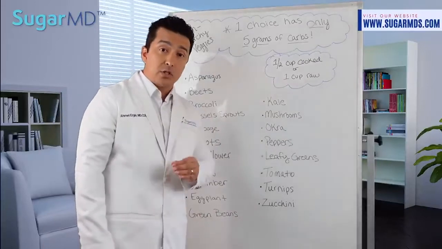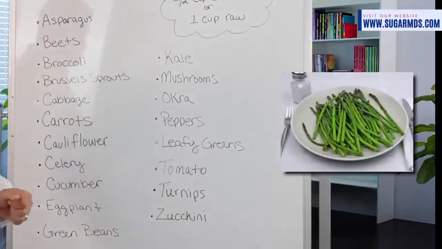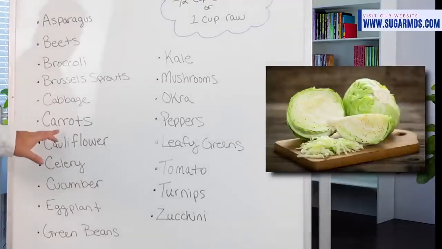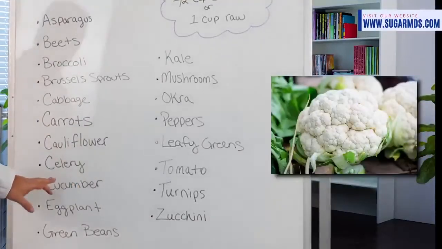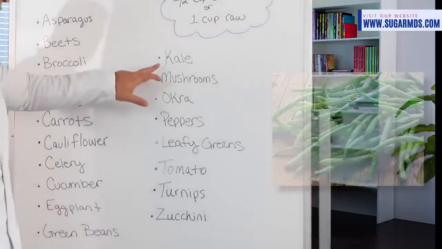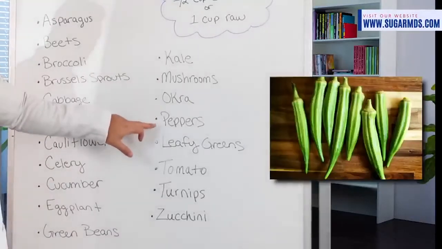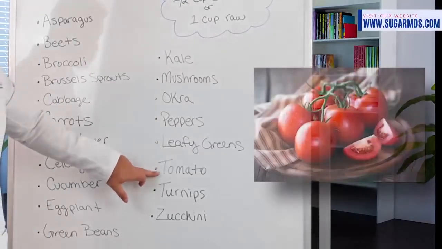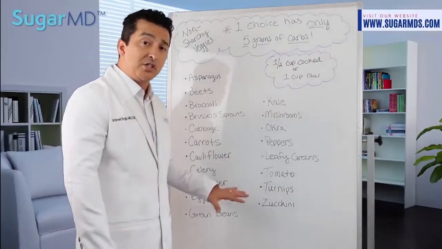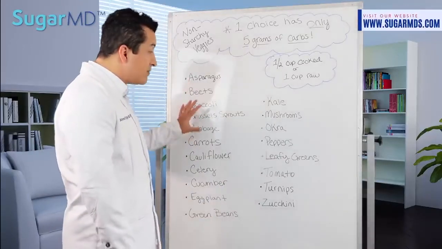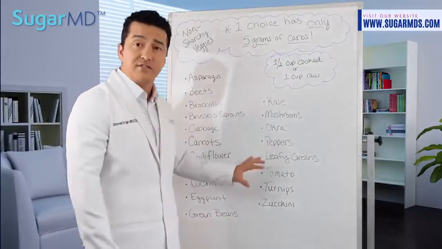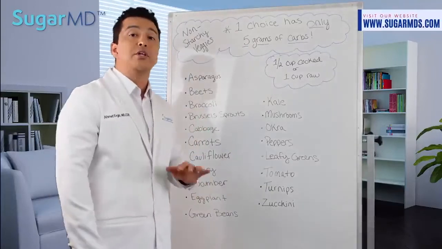Alright, so what are these vegetables that are really good? Well, the asparagus, right? The beets, the broccoli, Brussels sprouts, the cabbage, the carrots, cauliflower, celery, cucumber, eggplant, green beans, kale, mushrooms, okra, peppers, leafy greens, tomato, turnips, and zucchini. So you might be having some of these veggies in your diet already, but consider getting a variety of these or trying to find different ways to cook and enjoy these things, because if you incorporate more of these veggies in your diet, you're going to be able to control your diabetes a lot more easily.